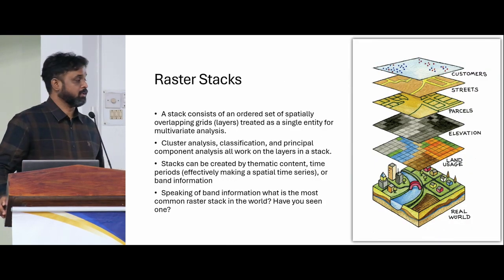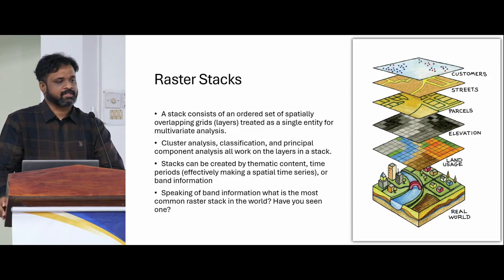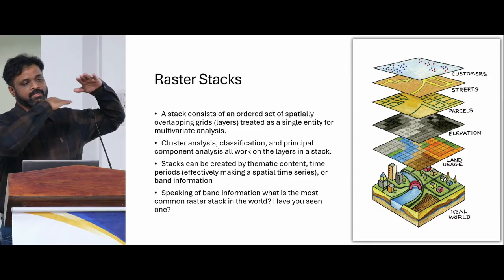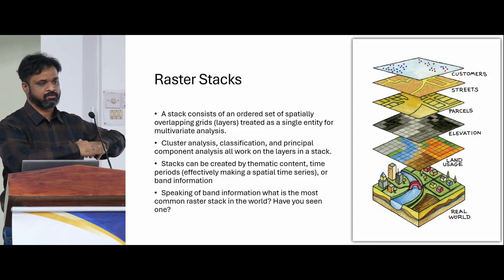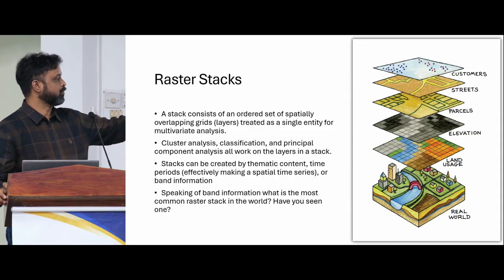Now let's come to raster stacks. We said that in vector data, if you have multiple columns, you can store multiple sets of information about the data, and in raster, we can only store one. To combat this, what you would do is have multiple rasters on top of each other, each representing one layer of information for the place that you are looking at.